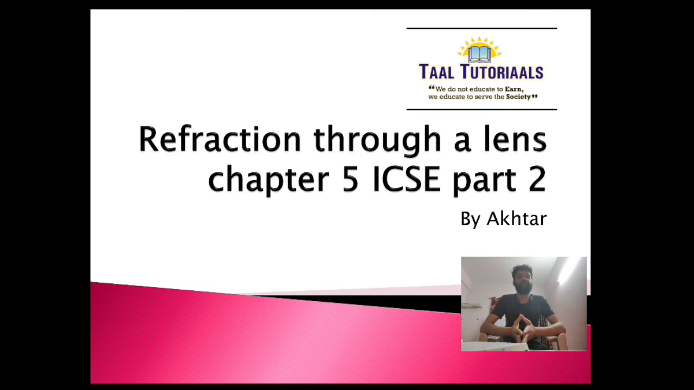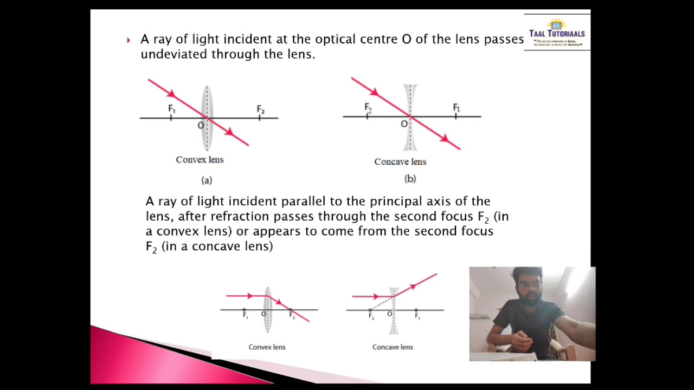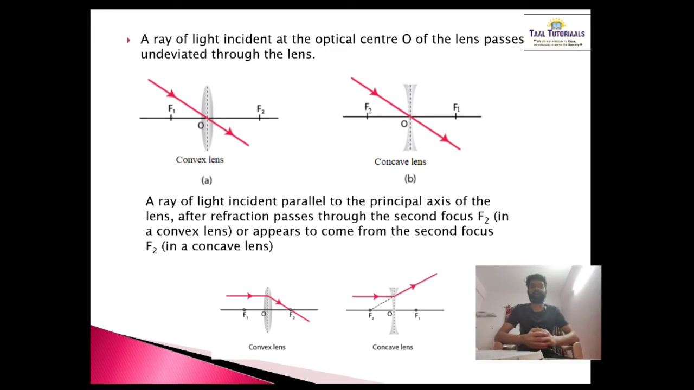This is the second part of refraction through a lens, which is chapter 5 for ICSE class 10. In this chapter we will be discussing how images are formed by the lens. So first, we need to know what the principles for constructing a ray diagram are.